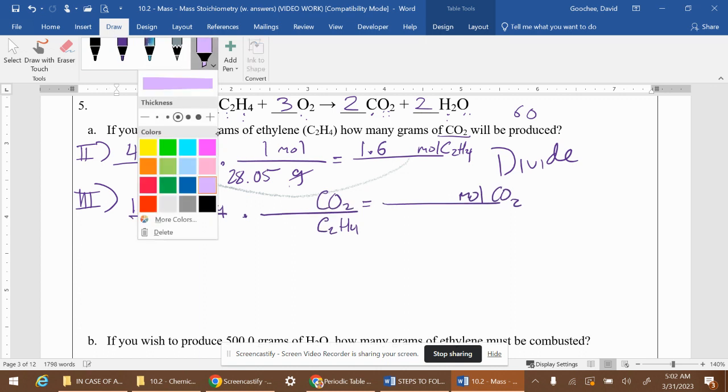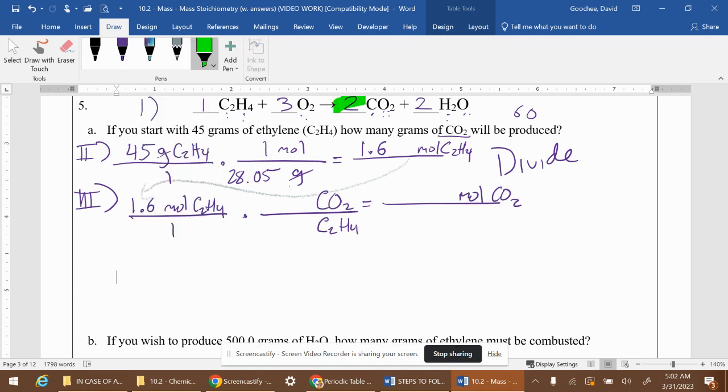And for that, we go looking at the balanced equation. The coefficient in front of the CO2 is 2. The coefficient in front of the ethylene is 1. So we are going to take 1.6 and multiply it by 2 over 1. This is just 1.6 times 2, and that's equal to 3.2. So we've got 3.2 moles of carbon dioxide produced.